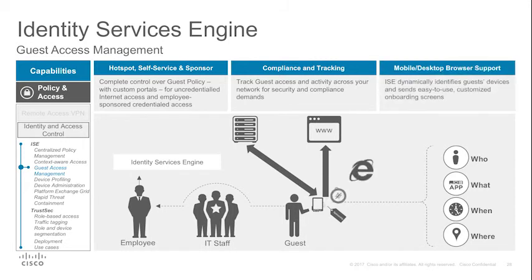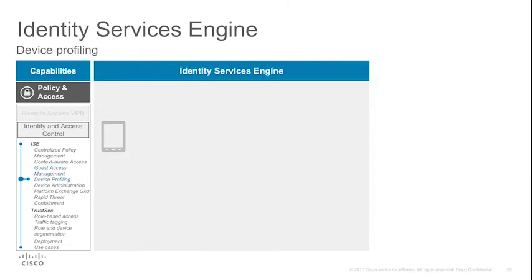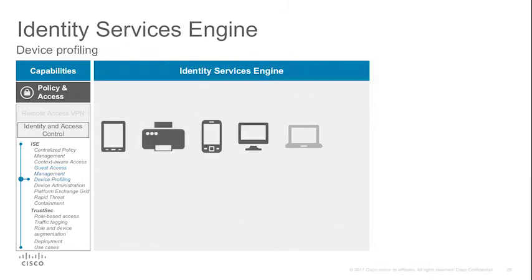With support for a variety of browsers on both computers and mobile devices, ICE can identify the type of device that guests are using and send them an easy-to-use onboarding screen compatible with their machine. This visibility enables users to quickly profile and onboard devices as well. The ICE Profiler service collects attributes of endpoints from the network devices. The network classifies the endpoints in a specific group according to their profiles and stores endpoints with their matched profiles in the Cisco ICE database.